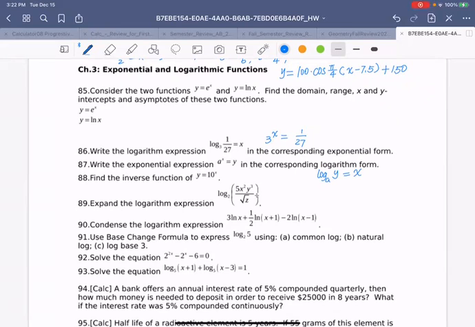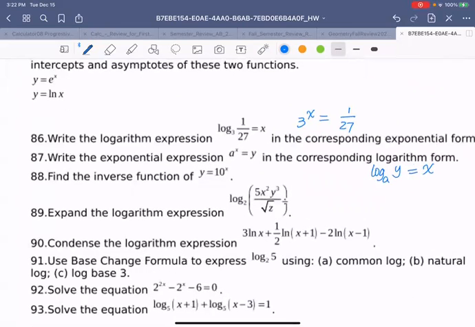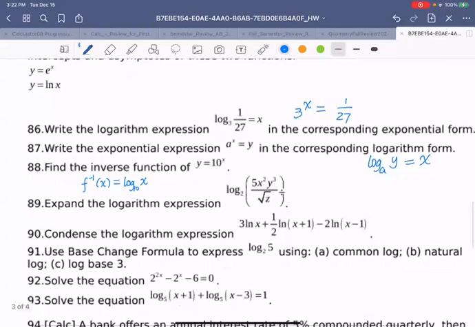88. Wow, they give such easy questions. Yeah, I don't know why. Like, I'm pretty sure this stuff is not going to be on our exam, no matter how easy it is.